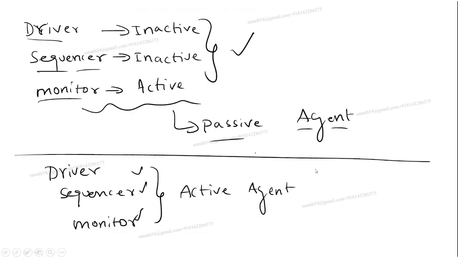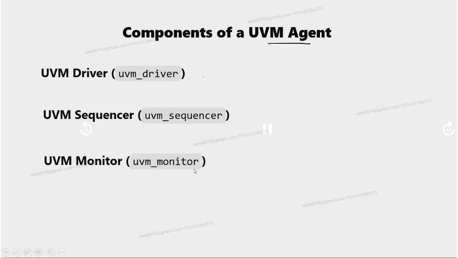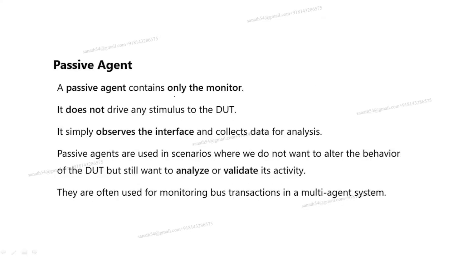And we discussed passive and active agents also. Passive means the driver and sequencer can be inactive while the monitor is active. That is a passive agent. An active agent means the driver, sequencer, and monitor are all active. We have already seen what a UVM agent is: it is nothing but a container. All the components interact with the DUT through the interface. Mainly we can connect AXI, SPI, UART, all those to the agent. This we have also already seen: UVM agent, passive agent, active agent, and UVM factory.